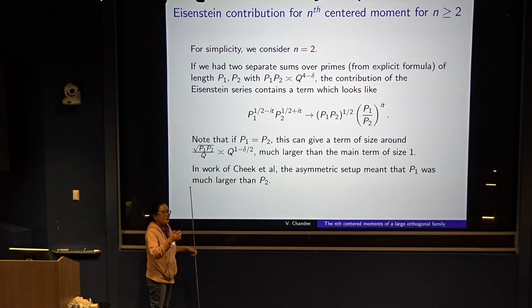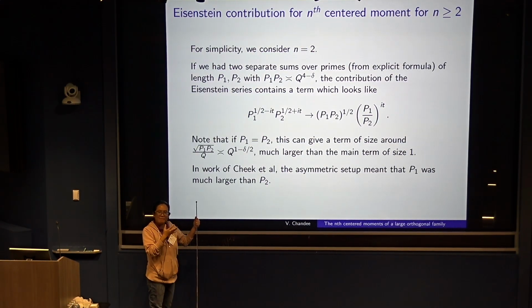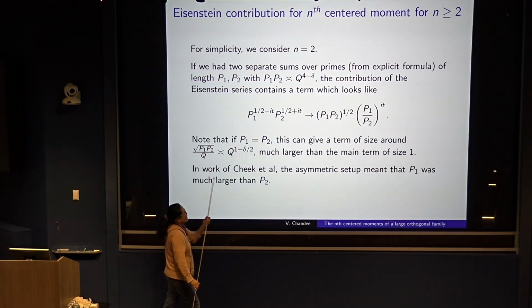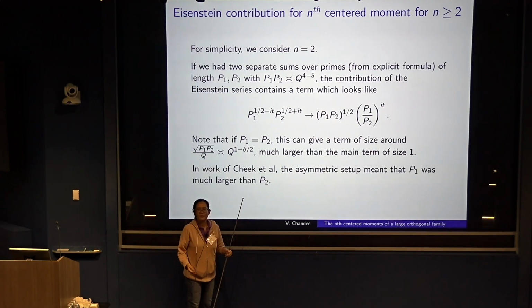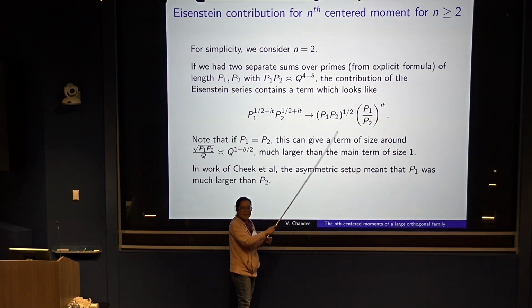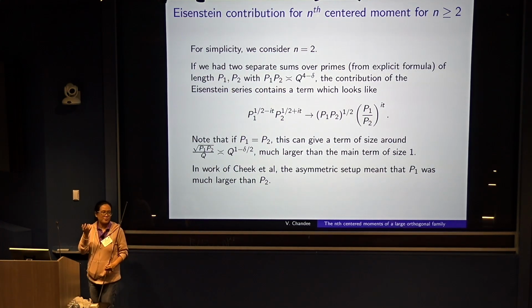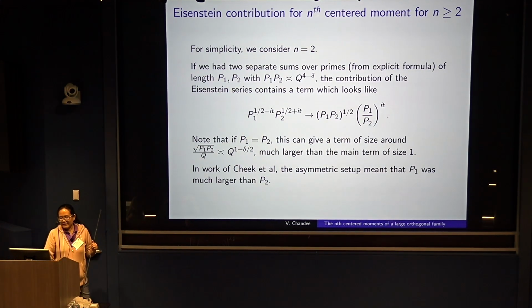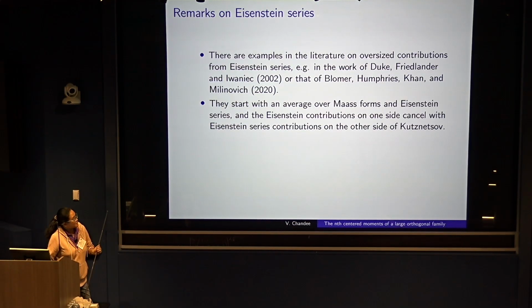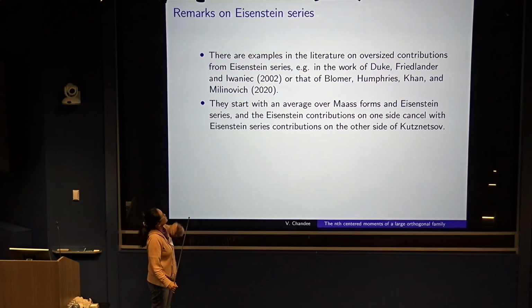And this is how Sheik et al. try to avoid this problem by, well, I'm just going to set P1 to be greater than P2. So you have P1 over P2 still there. And you can integrate and make it small. But in our case, we don't want to do that. All right. But before we get on to how to fix that, this is not the first time this oversight contribution comes in the Eisenstein series.